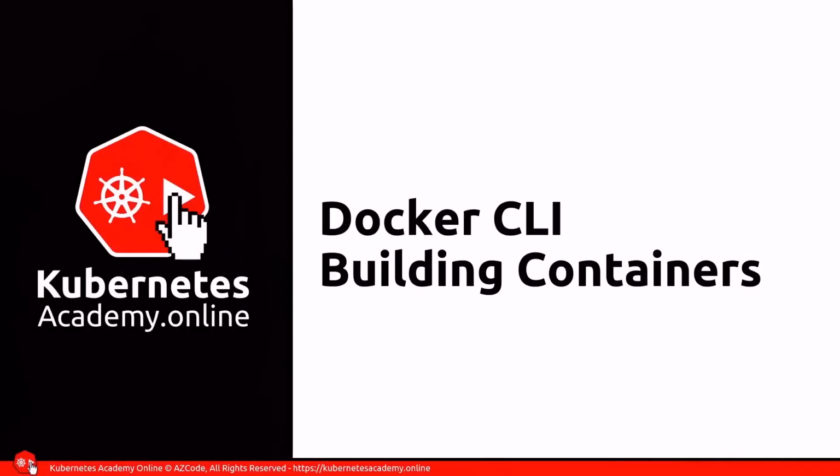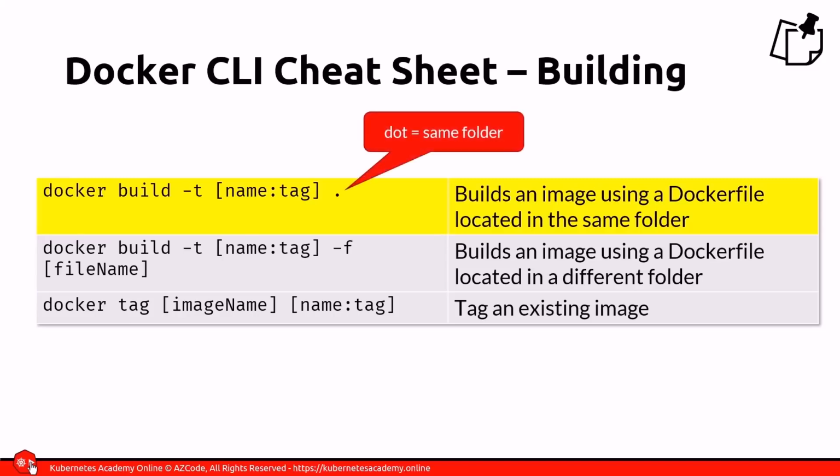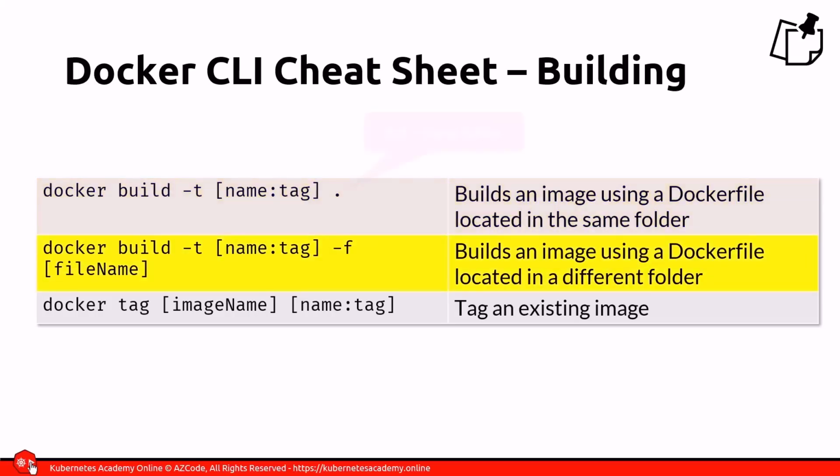Let's now see how we can build containers. Docker build lets you create an image using a Dockerfile. If you run the command in the same folder where the Dockerfile is located, simply use a dot as the file name. If the file is located in a different folder, specify the location using the -f flag.